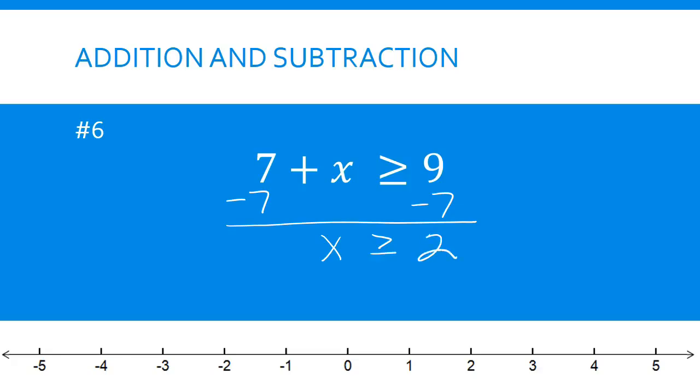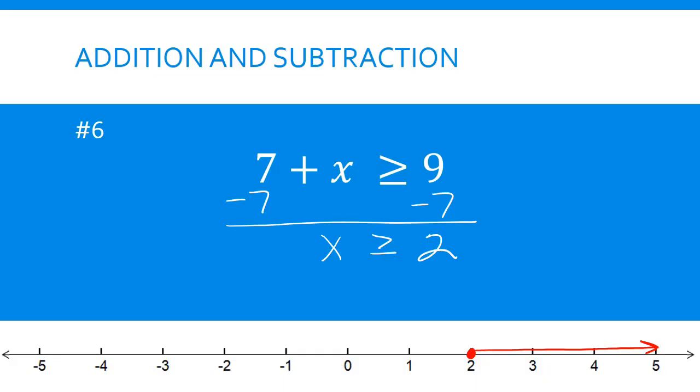Now we're able to graph this on our number line below. We're going to go ahead and find positive 2. Since it's greater than or equal to, we're going to do a closed circle on 2, and our arrow is going to be pointing right.